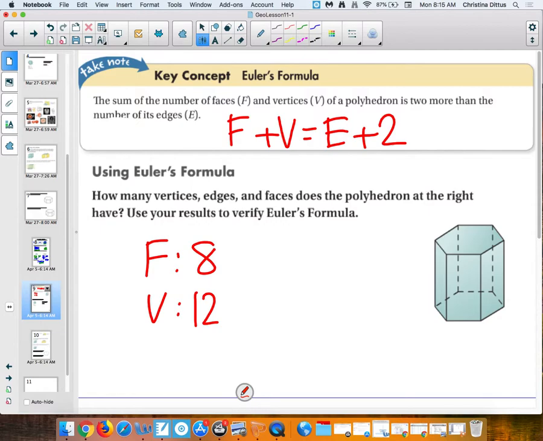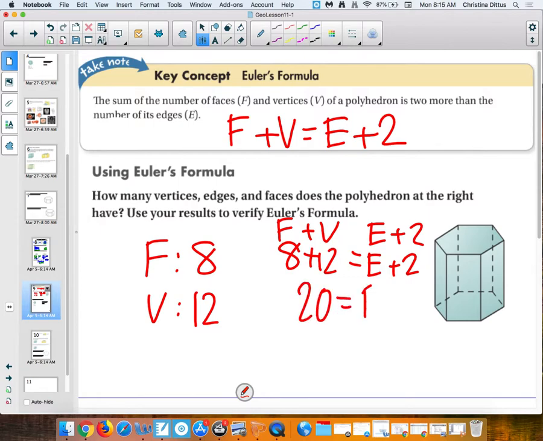And let's use our formula to figure out how many edges that means I should have. So if I take f plus v, so that's 8 plus 12, should be my edges plus 2. 8 plus 12 is 20. So 22. So how many edges should I have? 18, so you're going to subtract 2. Count your edges and make sure we get 18. Yeah? We get 18?